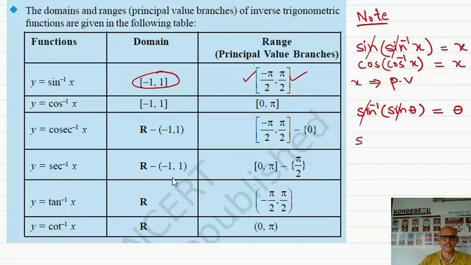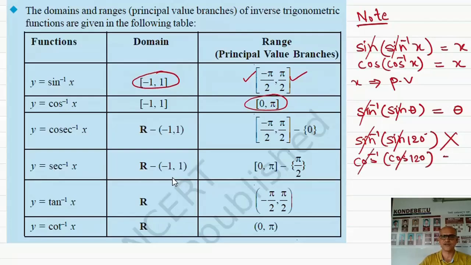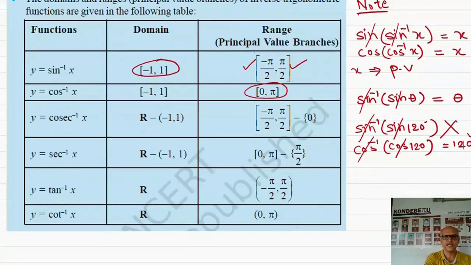For example, if they give sin inverse of sin 120 degrees, you cannot cancel it, this will be wrong, because the sine principal value is from -90 to +90. But for cos, it is 0 to 180. So if cos inverse of cos 120 is given, you can cancel this and write it as 120. This will be correct, but for sine it would be wrong. Later problems will be based on this, where you will be using those things. So remember this chart which we need in future.